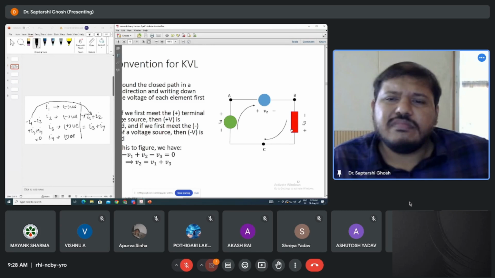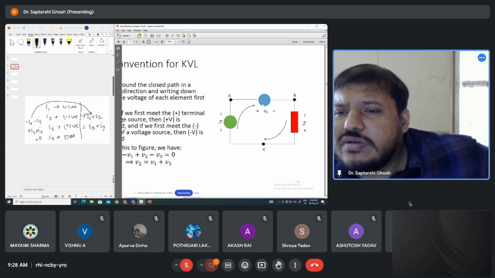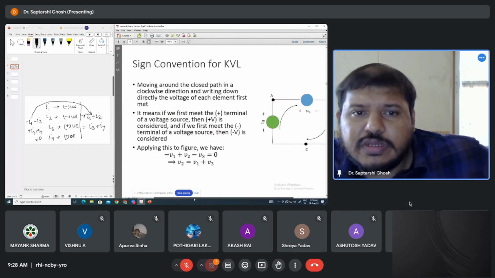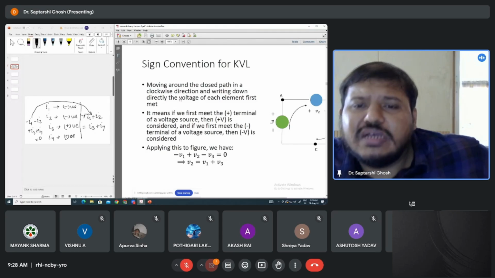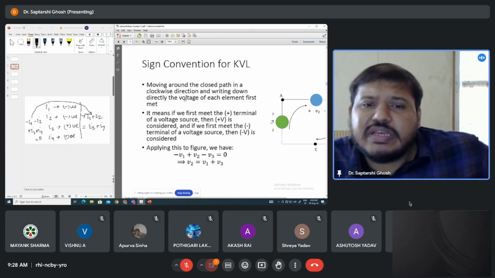Okay, so first you have to give the plus minus signs. Then you have to go in the clockwise direction. In the clockwise direction, take this element first, then this element, then this element. So moving around the closed path in a clockwise direction, you write down the voltages of each element that you meet.